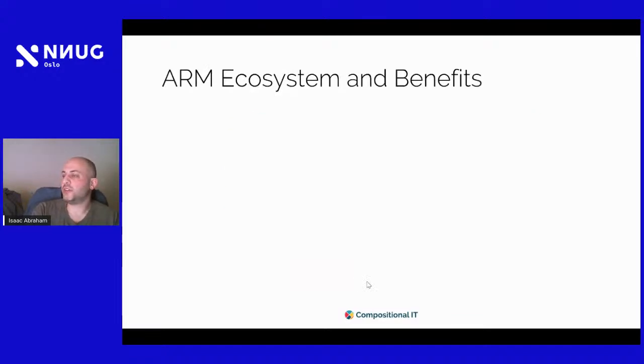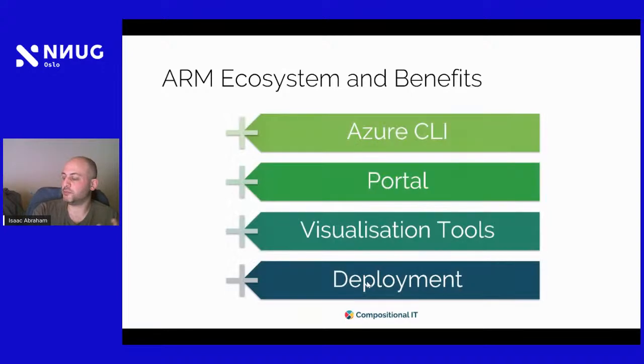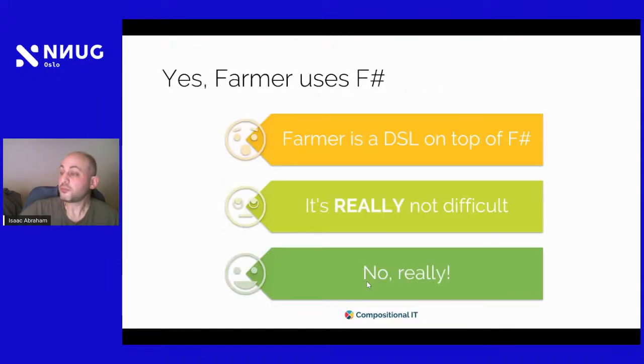We don't want to lose all the benefits of ARM, though, so we still benefit from them. So we use the Azure CLI because that's really a nice way of doing deployments, giving you validation and so on. The CLI is actually very good in that it gives you data back in a parsable JSON format, so we can then parse it and do things with. You get the portal, you get visualization tools, the whole deployment story. You keep all of that. It's just the authoring side of things that has changed, really.